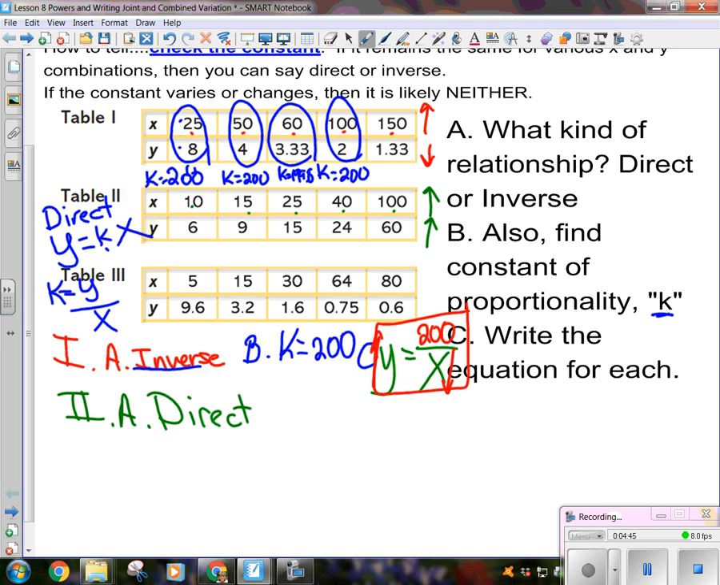Yep. For quick and easy reference, I've got direct and inverse main ideas. Memorize this one. Memorize this other one. Don't necessarily need to memorize the constant. Okay, you can always solve for those. So I need a y number over an x number. I'll give you a hint.